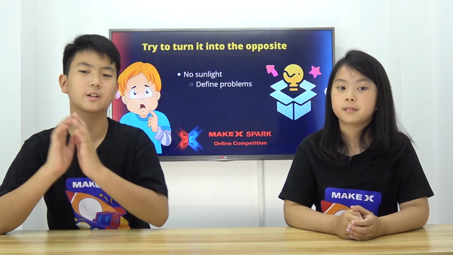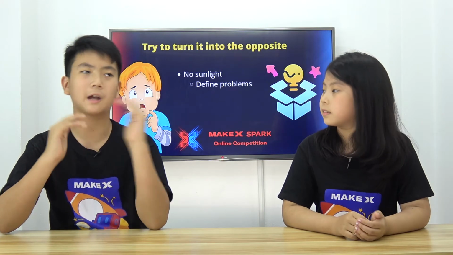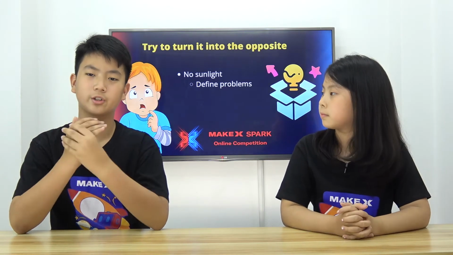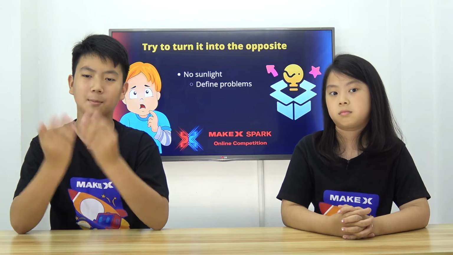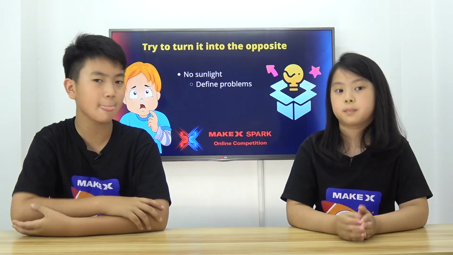So here's another tip on how to try to find a project. Turn it into the opposite. So right now we have sunlight, right? But if there's no sunlight, what would happen? What are the problems for everybody? And then you try to find the solutions for that. Think of that question.